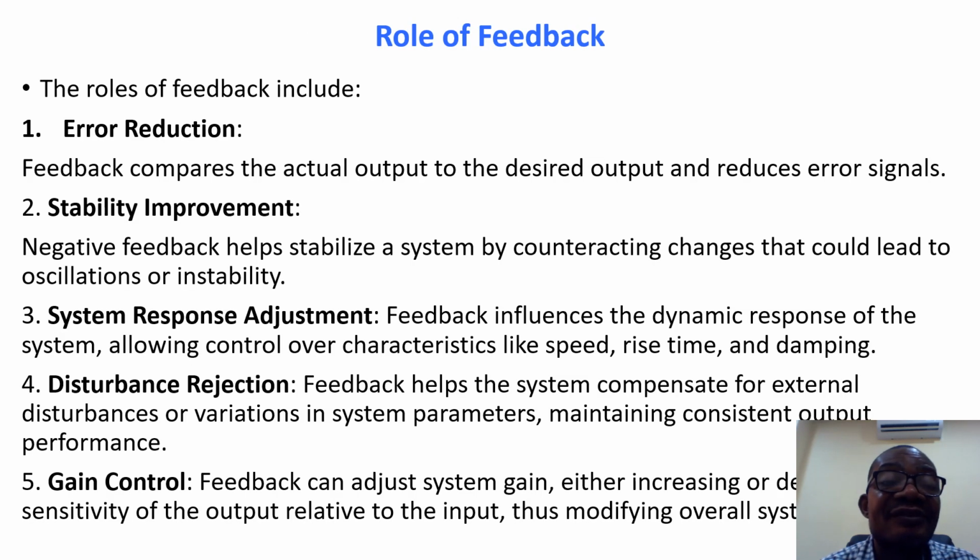Here are some of the roles of feedback. They include error reduction. As I just mentioned, feedback compares the actual output to the desired output and reduces error signals. Secondly, it ensures that there is stability, especially for negative feedback. Negative feedback helps to minimize errors and also lead to stability of the system by counteracting the changes that could lead to oscillations. So negative feedback helps to create stability of the system.